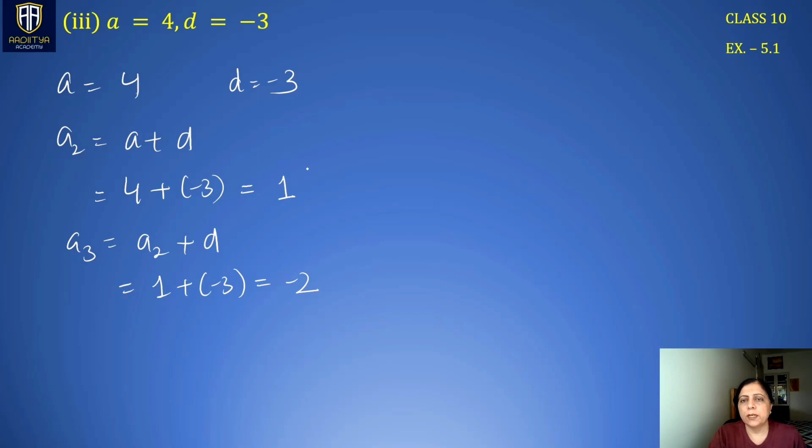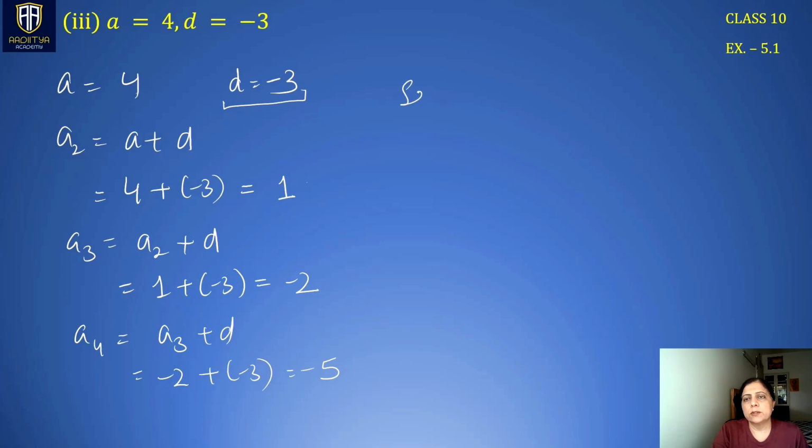A1 was 4, A2 is 1. So it has decreased by 3. And then A3 is -2, again decreasing by 3. So when the difference is negative, it is a decreasing sequence. A4 is A3 plus D. A3 is -2, add it to -3. This is -5. So the sequence, or AP, is starting with 4, 1, -2, -5, dot, dot, dot.